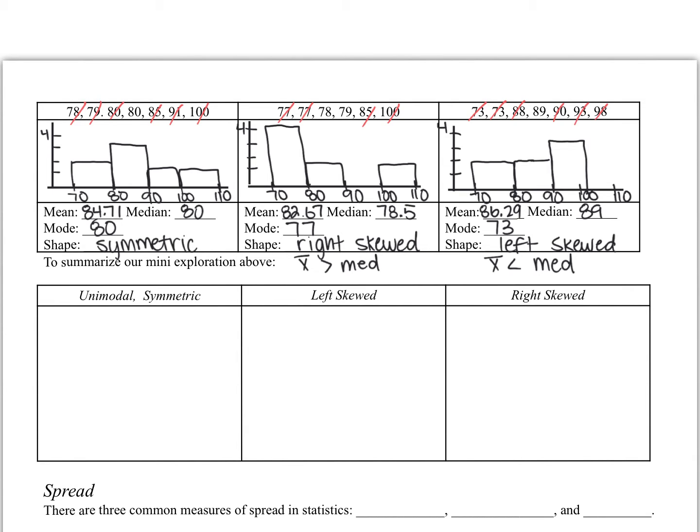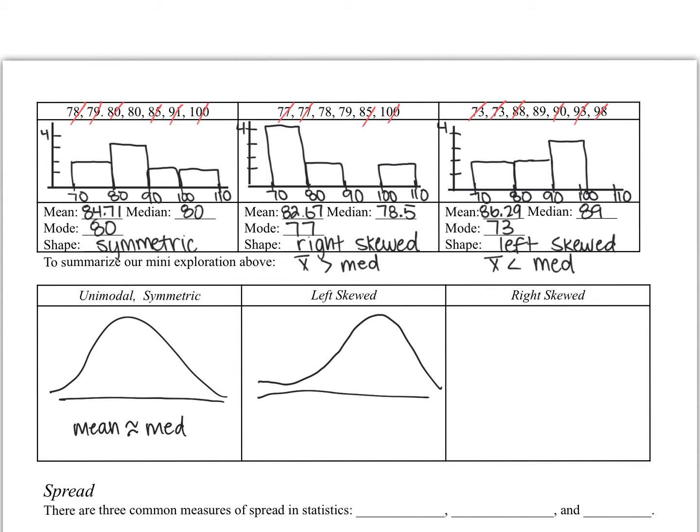So when we are looking at the graphs of these, just one more time. Unimodal symmetric. So in this case, remember the mean and the median are going to be about the same. They're not required to be identical, but they're going to be relatively close. Left skewed is when the mean is smaller than the median. And in right skewed, we get that the median is bigger than the mean.